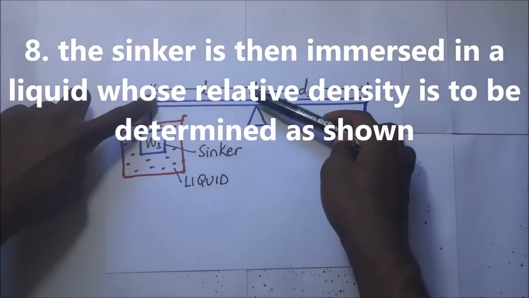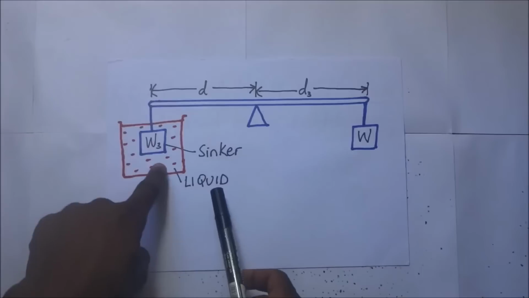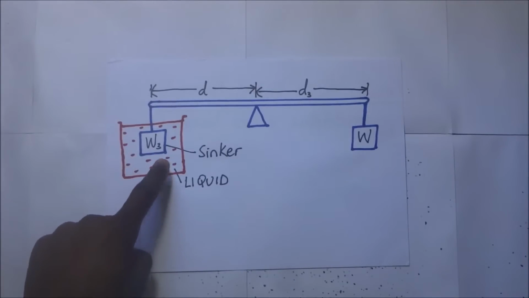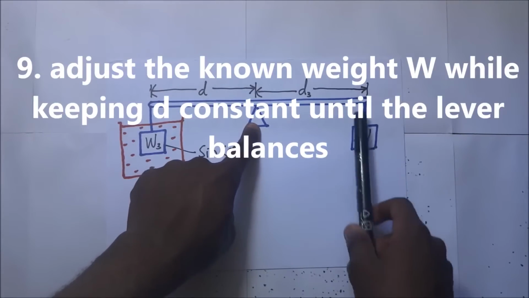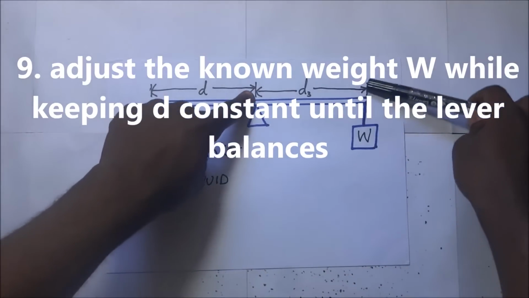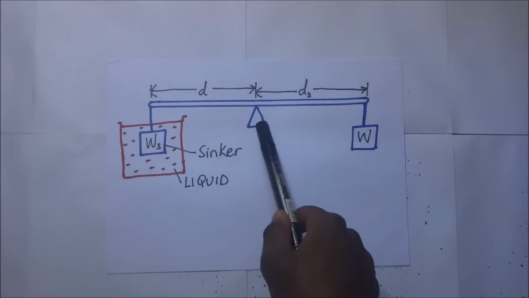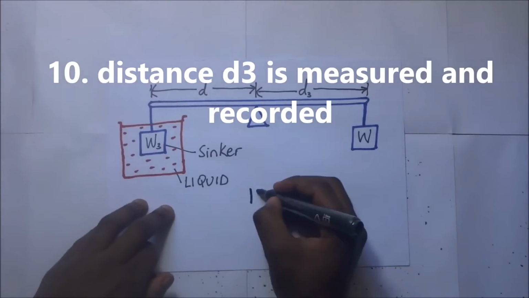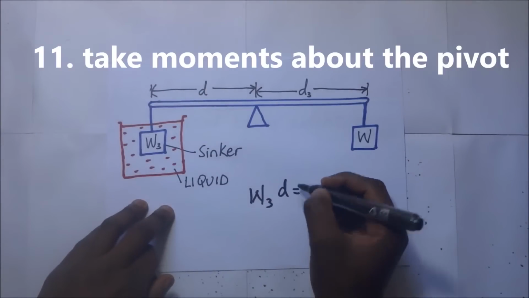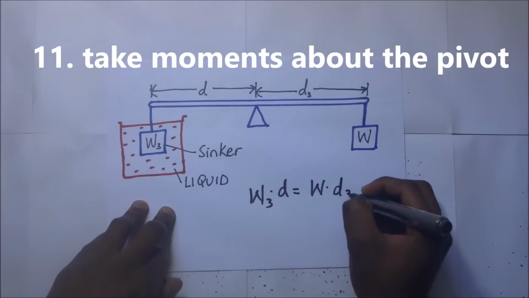We have kept this D still, it is still constant. We take away the water and dip this sinker into the liquid whose relative density we are looking for, and we adjust the known weight and get another distance from the pivot. We call it D3. After doing that, we find moments about the pivot. W3 times the distance D is going to be equal to the known weight W multiplied by the distance D3.